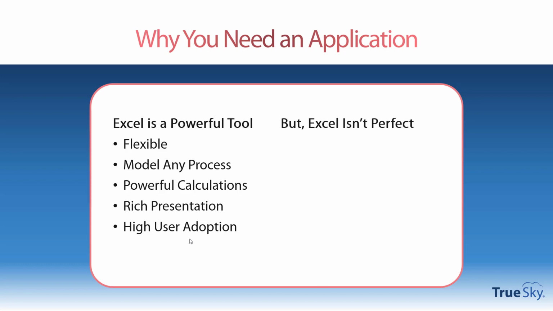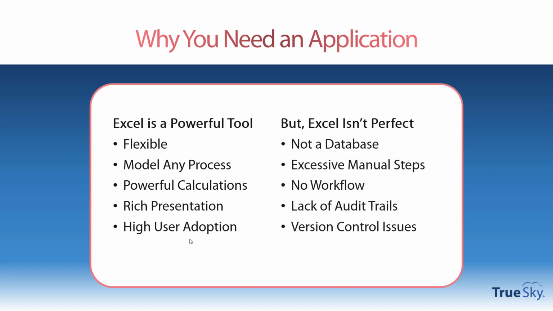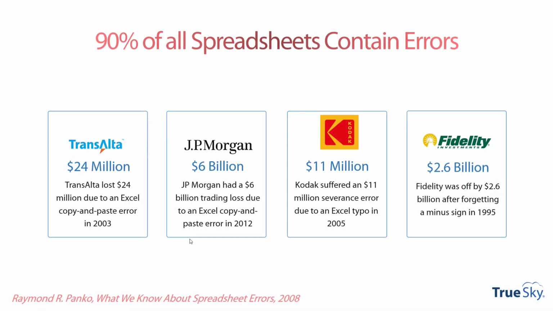But Excel isn't perfect. It's not a database. It's got excessive manual steps. There's no workflow. You don't have any kind of audit trails about who made what changes and when. You usually have version control issues. You know, how many times do you have workbooks out there where we've got version 1, version 2, version 29 updated, version 29 updated yesterday, all those different versions. And unfortunately, Excel is very error prone. In fact, studies have shown that 90% of all spreadsheets contain some form of errors.